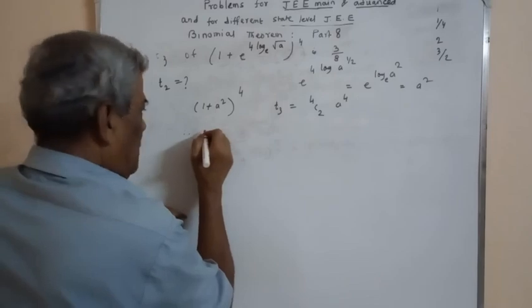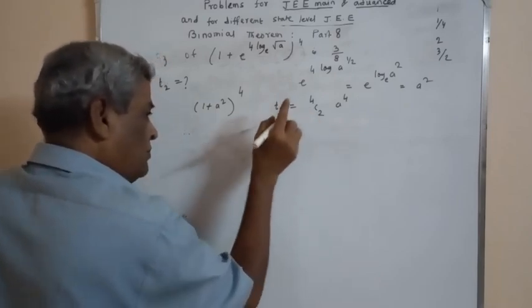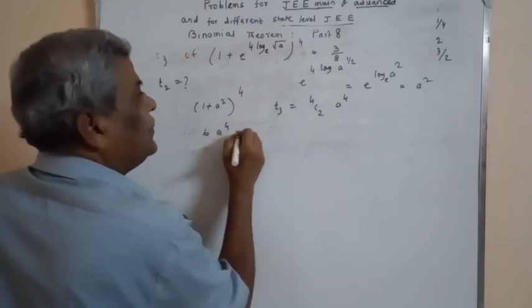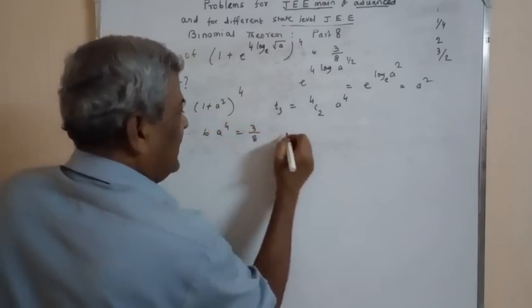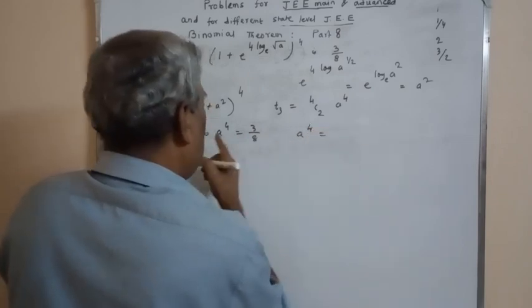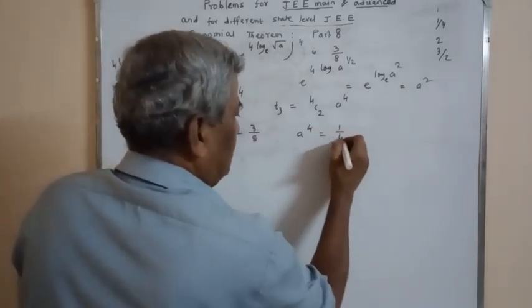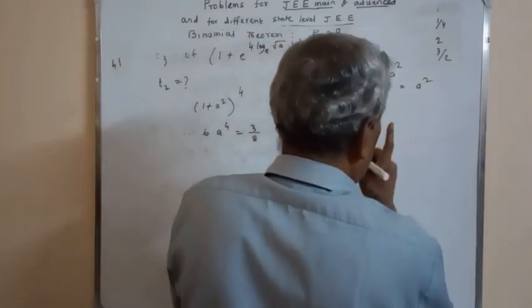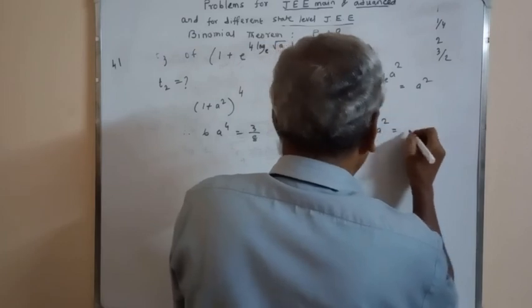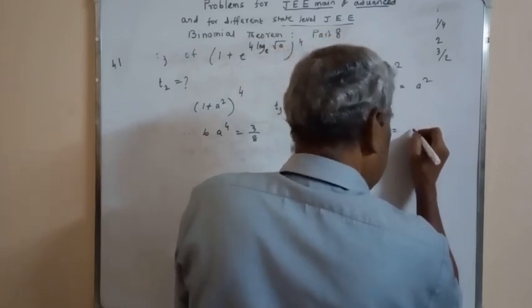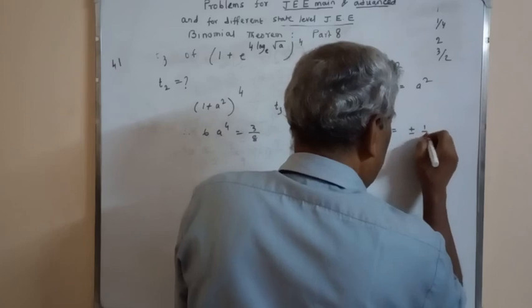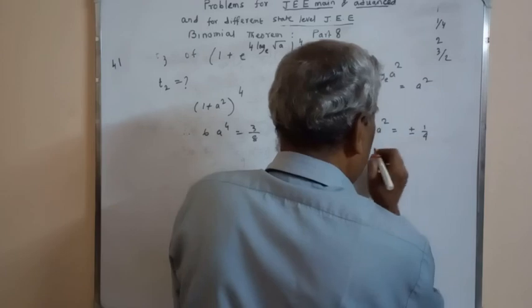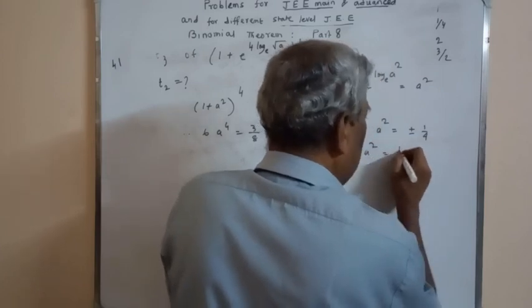As per our condition, this is equal to 3/8. Therefore, 4C2 means 6, so 6a^4 is equal to 3/8. This gives a^4 is equal to 1/16. That is, (a²)² is equal to 1/16, so a² is actually plus or minus 1/4, but a² cannot be negative, so that is not possible. So a² is equal to 1/4.